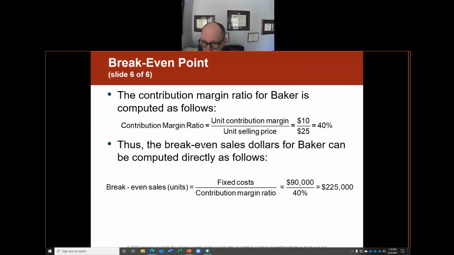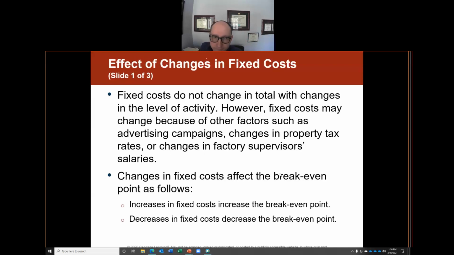It makes sense, right? Sales, how much I need to sell to break even? We learned how to do it from both units, and now you know how to do it for sales dollars. Excellent.